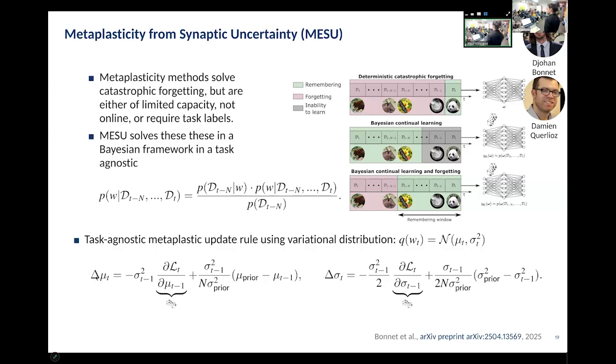Why is that uncertainty useful? Because that uncertainty tells you how sure you are of a given weight, provided what you've learned in the past. So if you think that a weight was important, it's going to have low uncertainty and it's going to be harder to change. This is exactly what you want with metaplasticity.